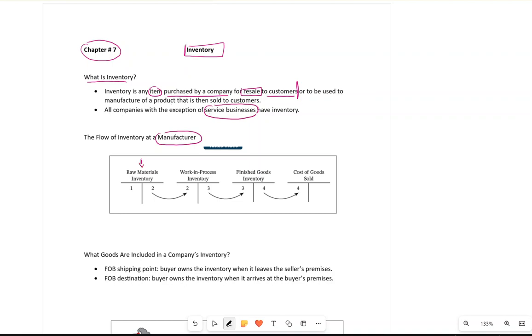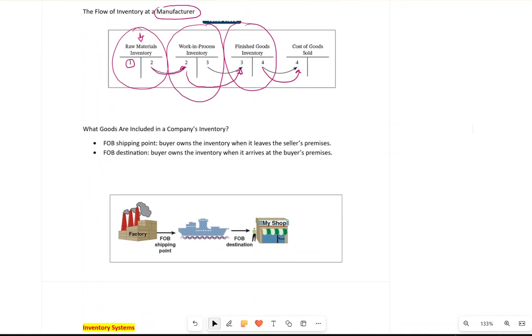When you're manufacturing a product, your inventory will start from raw material. You purchase raw material, and then you transfer that material to the work in process inventory. That's where you make the product. After the product is made, it goes to finished goods, which means it's ready to be sold to the customer. From there, it goes to the cost of goods sold, and that's when it's gone out to the customers. So a manufacturing company has three inventories: a raw material inventory, a work in process inventory, and a finished goods inventory.